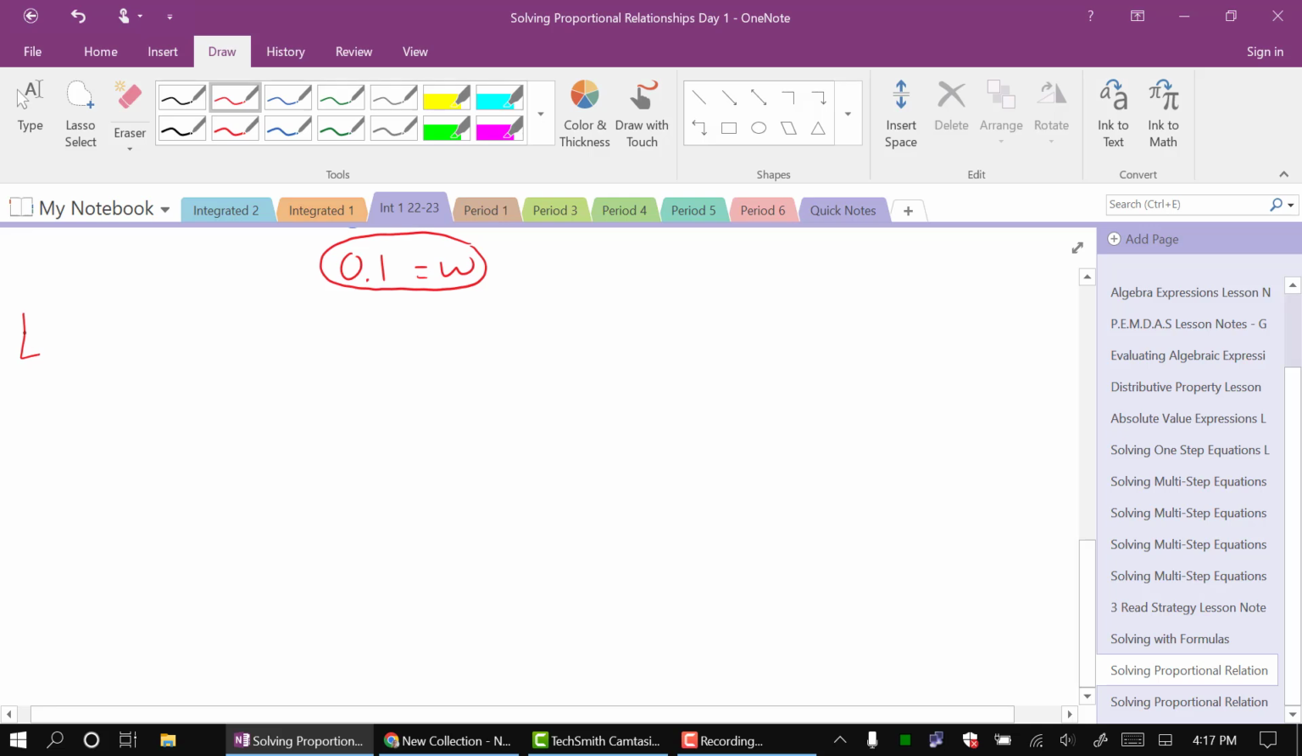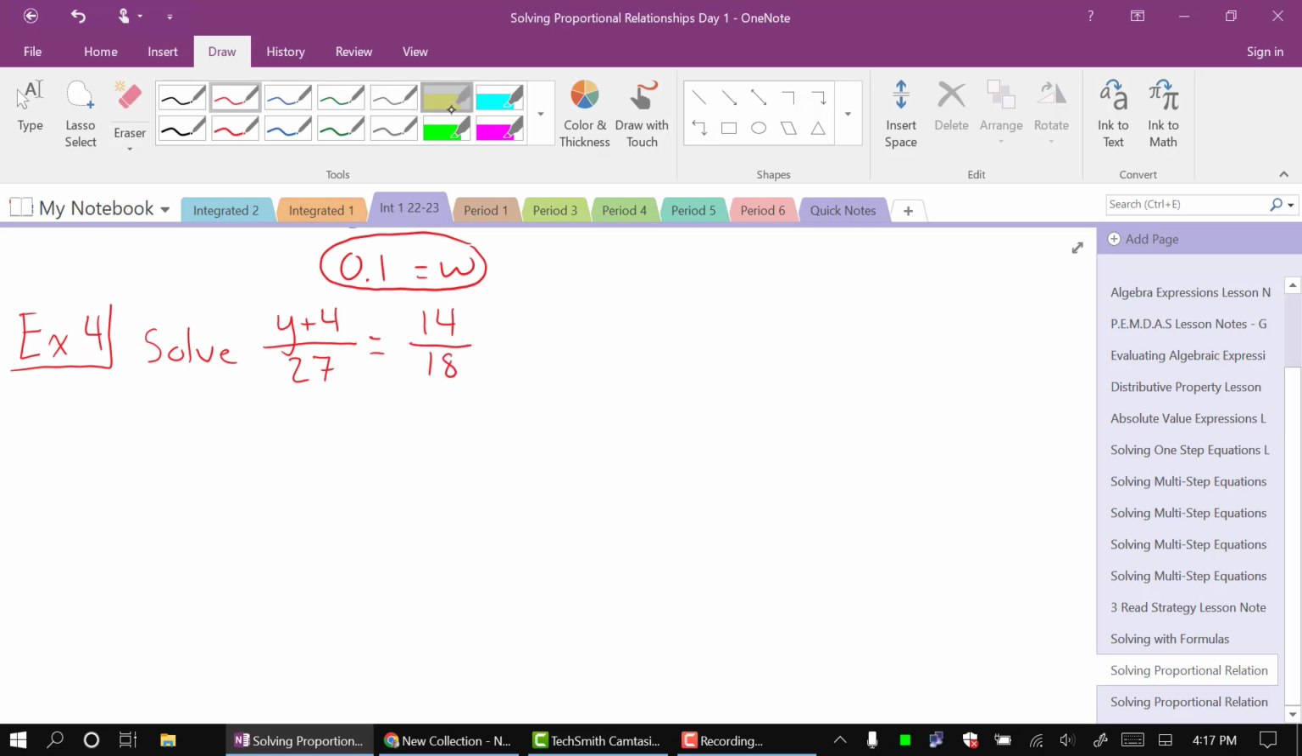Let's take a look at example 4. So I want to solve y plus 4 over 27 equals 14 over 18. So just like the previous 3, I'm going to cross multiply here. So I have 18 times the quantity y plus 4, and that's equal to 27 times 14.